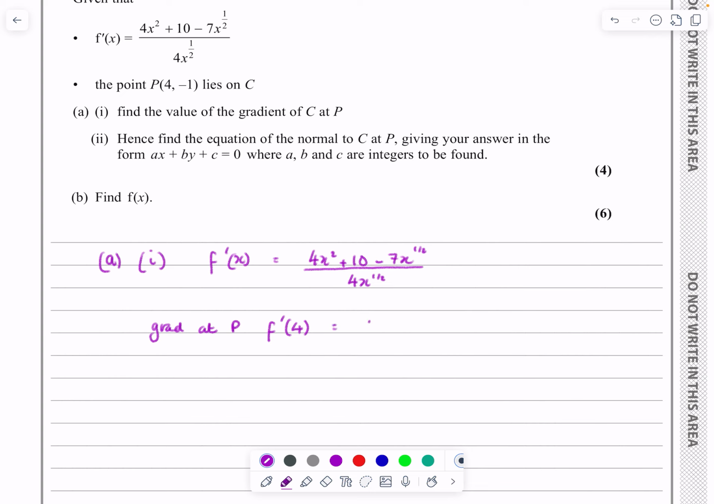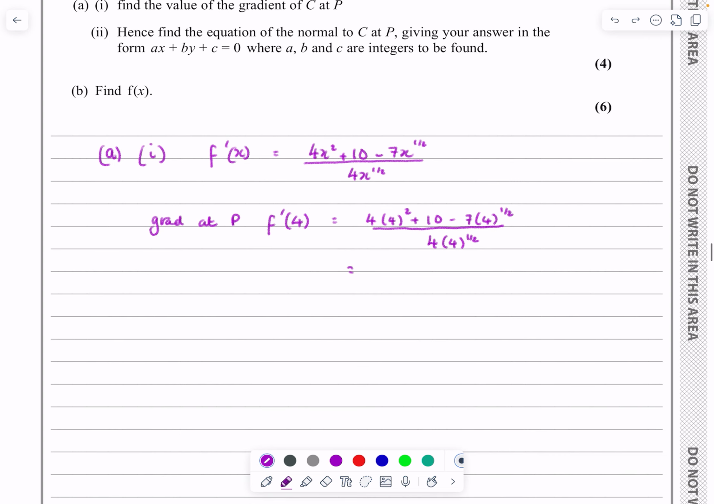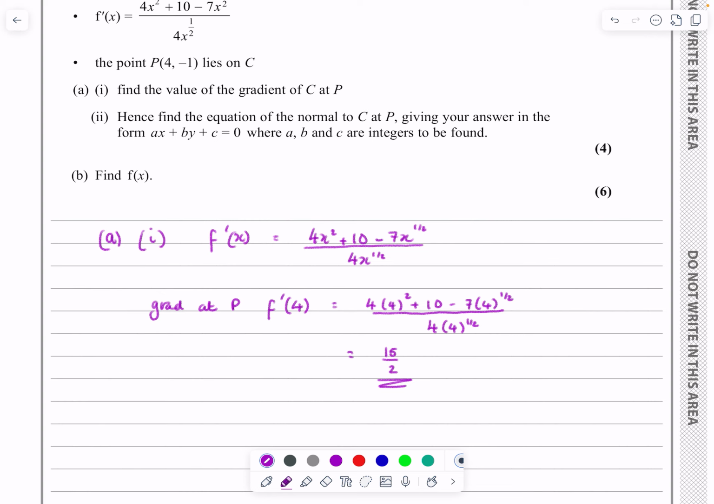So f'(4) is 4 lots of 4 squared plus 10 minus 7 lots of 4 to the half, all divided by 4 lots of 4 to the half, and you can put all that into the calculator and it will just give you a value. Be aware that 4 to the half is just going to be equal to 2, 4 squared obviously is 16, but anyway, just stick it all in and it works out to be equal to 15 over 2. So that is the value of the gradient at P because it's f'(x) at x equals 4. So A part 1 done.